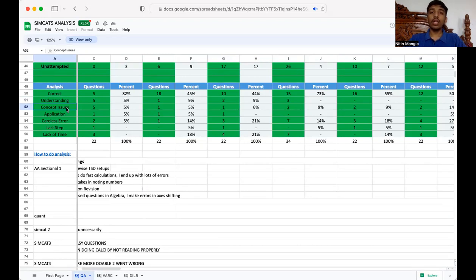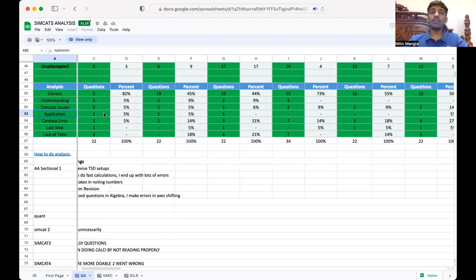For example, I was concept issues. There was one concept that I was not very familiar with. Given a diagram, there was a triangle given with coordinates, and I had to find out how many integer coordinates lie inside that triangle. I was very clueless about it, so I left the question, but then I Googled it and found the sources where it was given. So that's a concept issue.